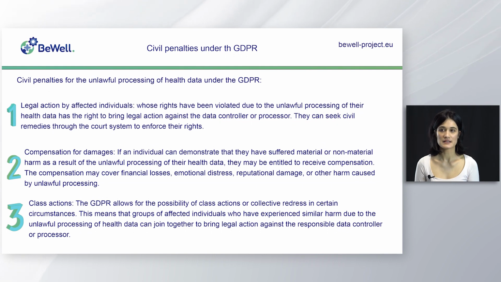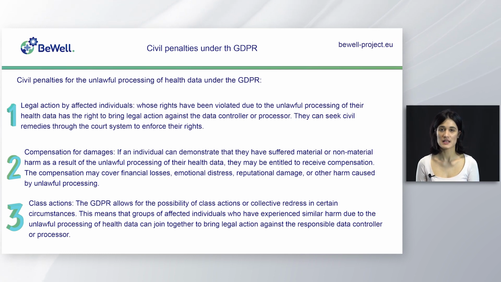The civil penalties for the unlawful processing of health data under the GDPR are: 1. Legal action by affected individuals. Individuals whose rights have been violated due to the unlawful processing of their health data have the right to bring legal action against the data controller or processor. They can seek full remedies through the court system to enforce their rights and claim compensation for any damage suffered.